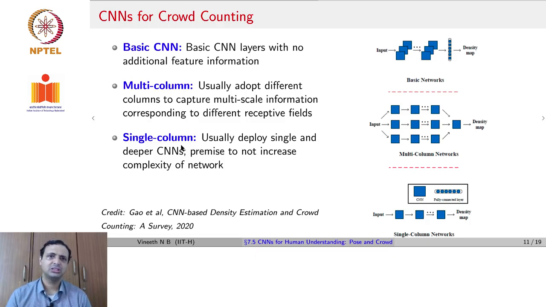A third approach is a single column approach again, but this approach tries to observe performance of multi-column approaches and simplify them to an extent to ensure that the network architecture is not too complex. Let's see each of these approaches in more detail.